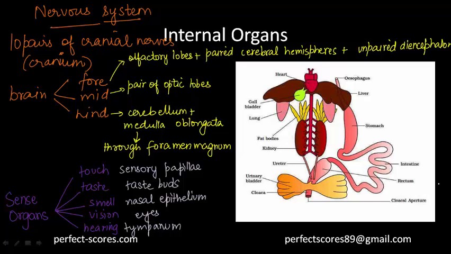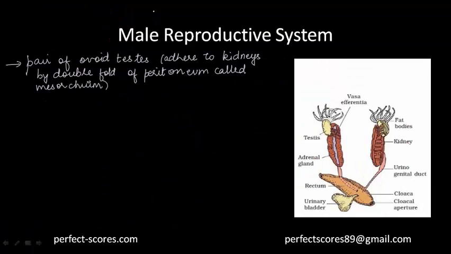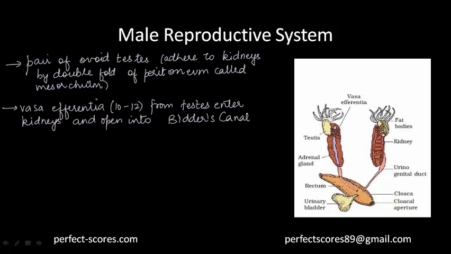The next important thing that we need to do is study the male reproductive system of the frog. First things first, the male reproductive system, like in the diagram, has a pair of testes, that means two testes that are stuck to the kidney by a double fold of the peritoneum. That fold is known as a mesorchium. The second important part is the vasa efferentia that are 10 to 12 in number, and here in the diagram you can see they are present in this area.